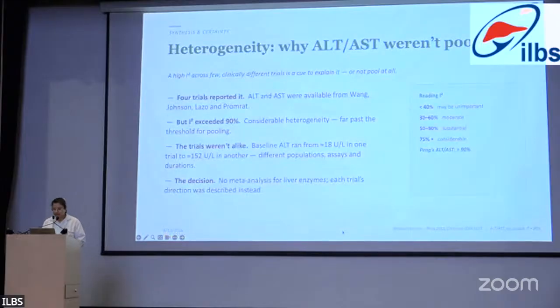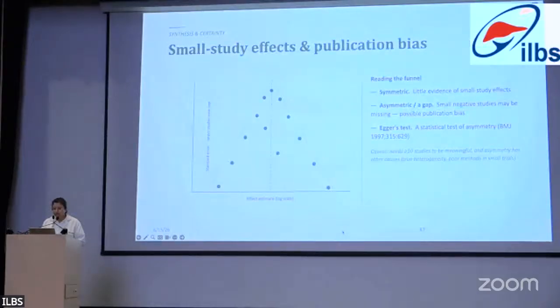Just to quickly come to the funnel plot. This is for publication bias. Publication bias means that positive studies are getting published more. So you look at it through the funnel plot, where you plot each study's effect against its size.